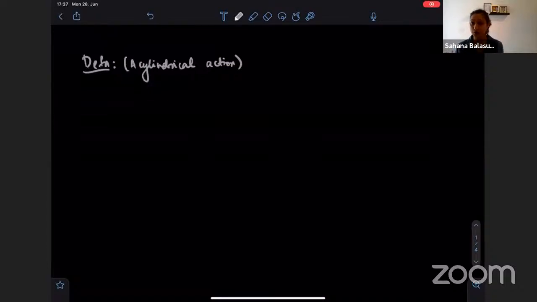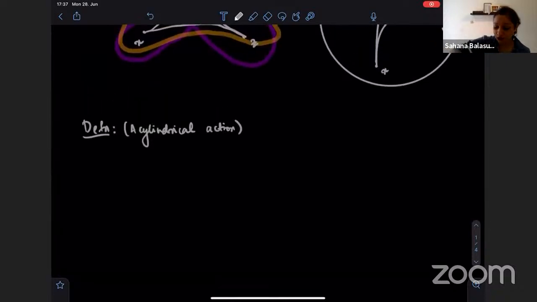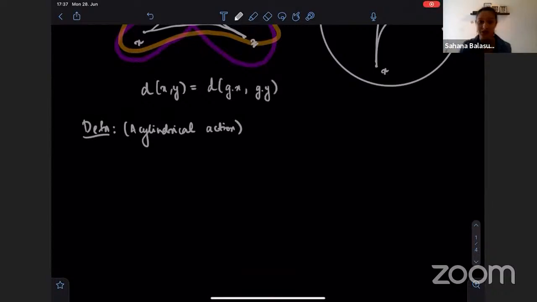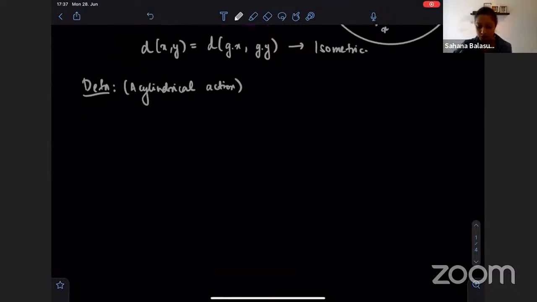So acylindricity was first defined by Sela only for groups acting on trees. And then later, the more general definition was given due to Bowditch. So that's the definition that I'm going to give you now. And also, just to remember, I'm always going to talk about actions that are isometric. So for me, the distance between x and y will be the same as the distance between gx and gy. This is what is known as an isometric action. It's distance preserving. And for me, all actions are just naturally isometric.